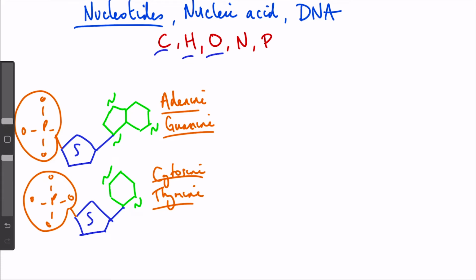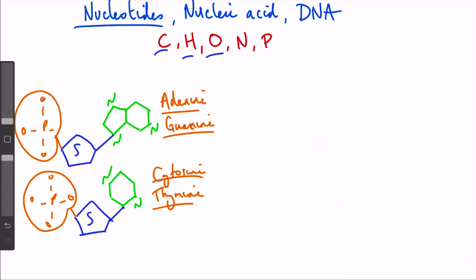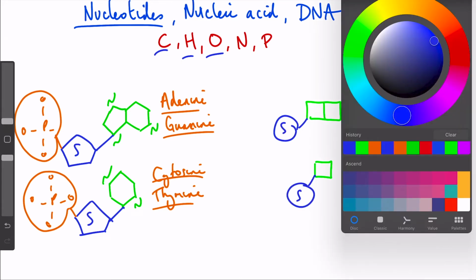So again, let's just draw up the nitrogenous bases. Let's make it like this. If there's two rings, we're going to draw it like that. If there's one, we're going to draw it like that. So let's do that. Let's do the sugar and make it just like this. And then let's do the phosphate like this.